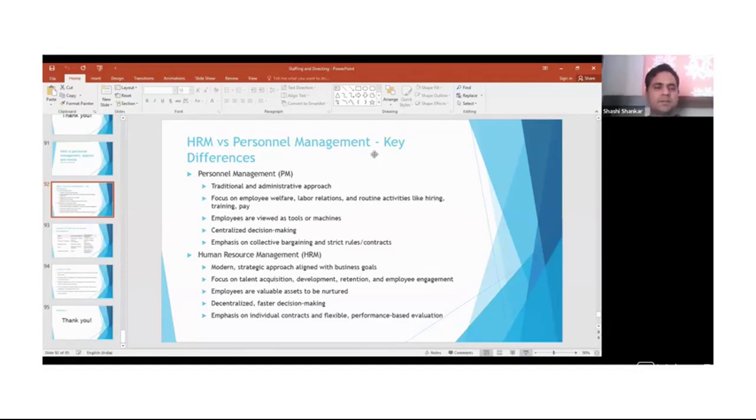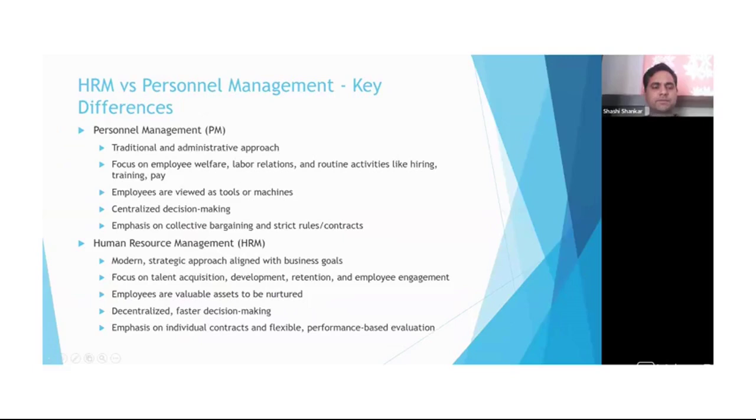If we're talking about PM, that is personnel management, it is a traditional and administrative approach, focused on employee welfare, labor relations, and routine activities like hiring, training, payments, etc. Employees are viewed as tools or machines, and it is centralized decision making. In personnel management, the emphasis is mostly on collective bargaining and strict rule contracts.